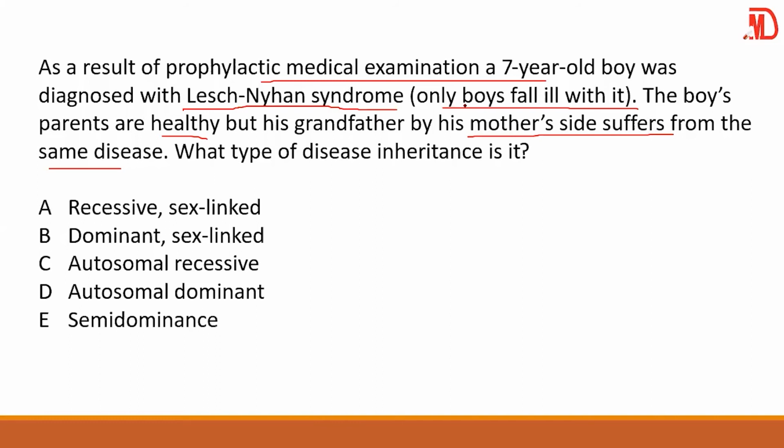Yesterday, I made a diagram describing all these genotypes and the alleles for you guys. Now look at it. The boy's parents are healthy. That means there's nothing wrong with the father. Because if it were passed on by the father, he should have had it, right? But the father is not having it. That means the problem is not the man. The problem is the woman.